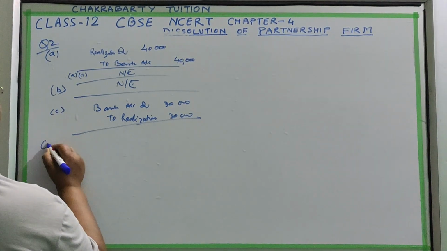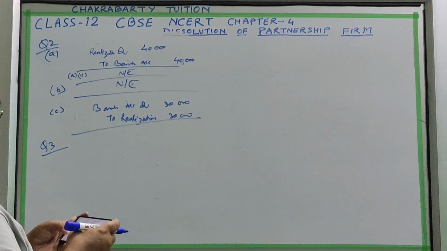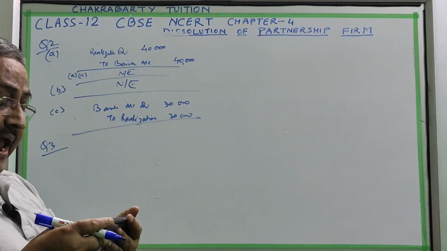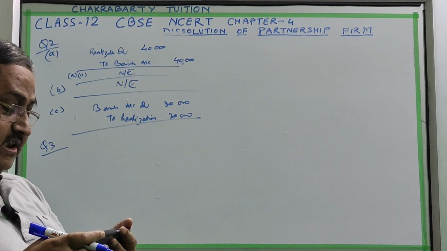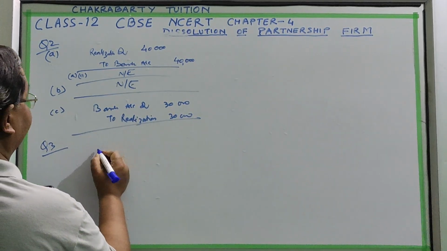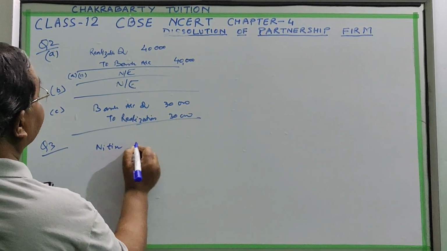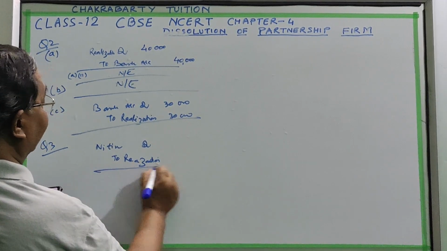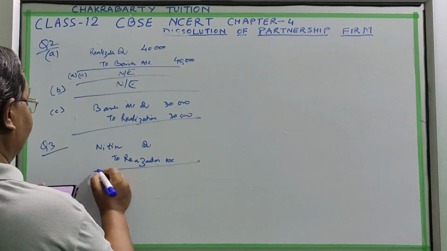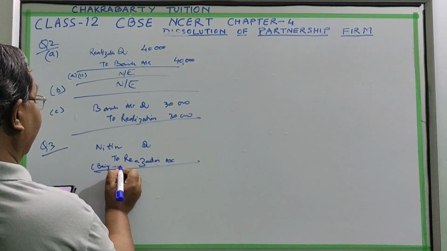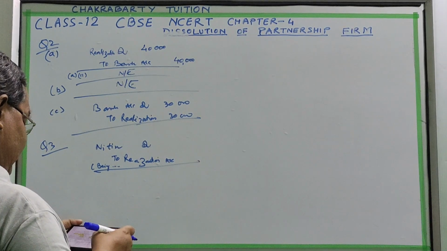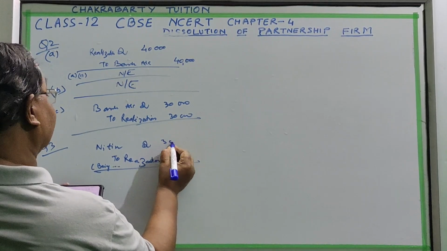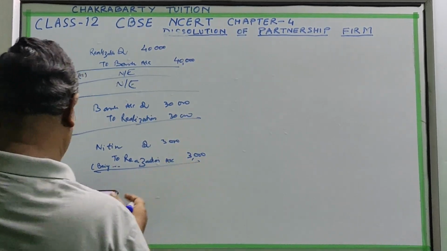Now question number 3. There was an old computer which was written off in the books, its value is nil, and the same was taken by one partner, Nitin, for 3,000 rupees. So Nitin will be debit. Nitin debit to realization. All entries will be through the realization account. And here in the narration we will write being unrecorded typewriter taken by Nitin. And the amount is 3,000. Okay, so question number 3 is over.